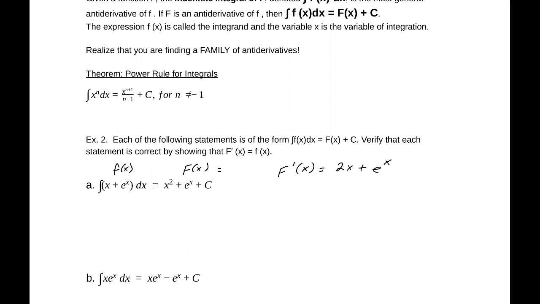Now, what we could do is we could say over 2, that would fix it. So let's go ahead and say that capital F of x should be x squared over 2 plus e to the x plus c. That's what it should have been.